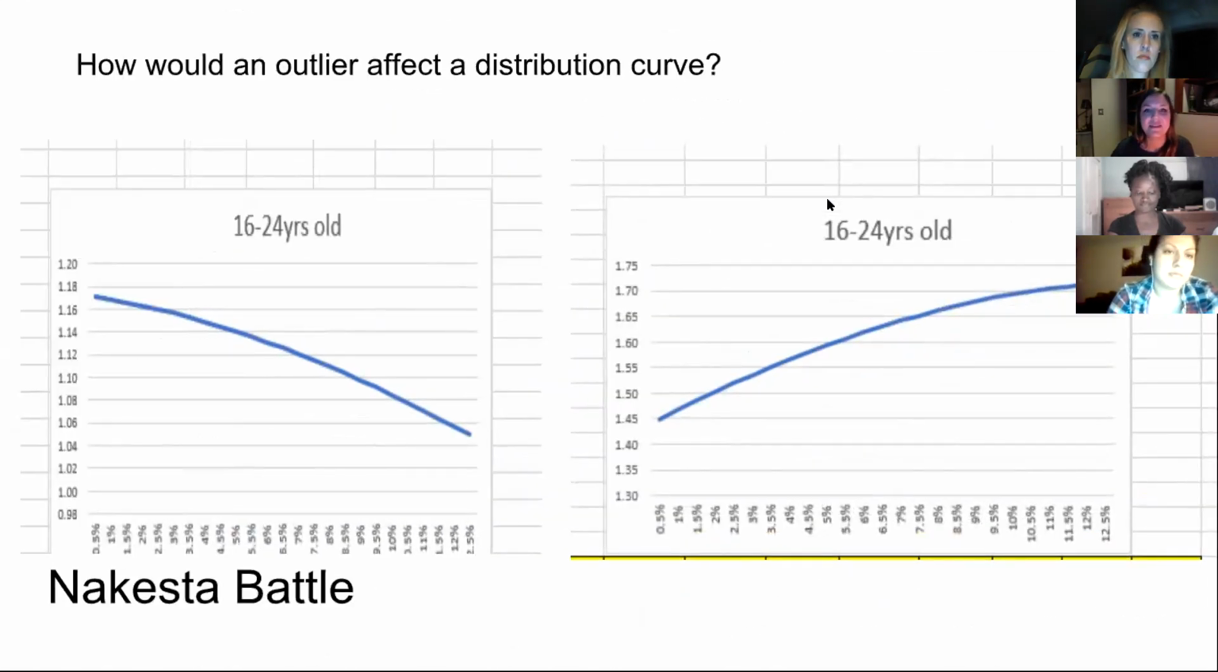And Nakesta, let's see. How would an outlier affect a distribution curve? As you can see on the charts, I changed one of the numbers on the axis and made it extremely small. And on the other one, I made it extremely large. So on the first graph, you can see that when I made it extremely small, it sloped down and made the distribution curve start high and go down. And on the right side, you can see how it kind of drags up right. So that's an example there. Okay.